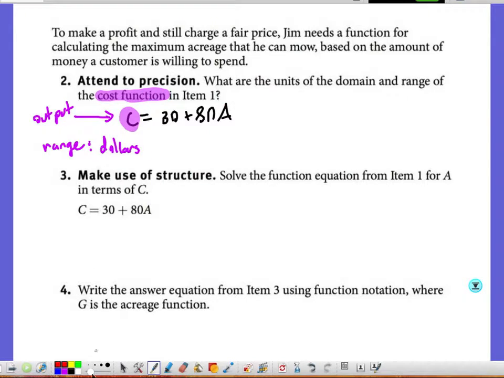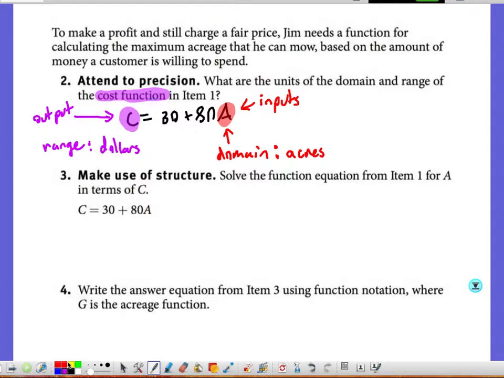And therefore my input is how many acres it is going to take. Another name for input is, well, when you take all your inputs and put them together, they form the domain. And in this case, the units of the domain are acres. So this is just as simple as finding what the input of your function is and what your output is in order to find the domain and range.